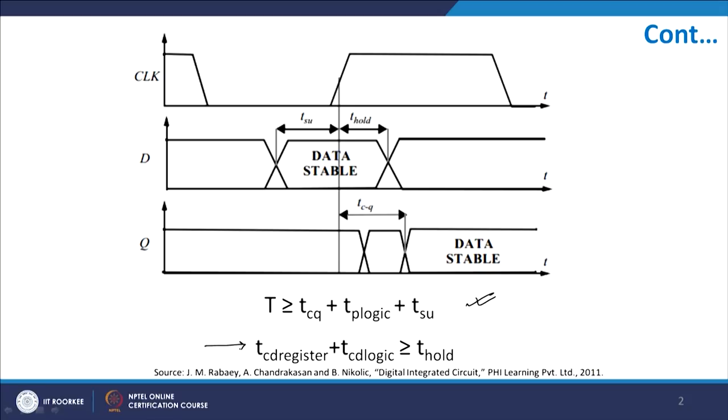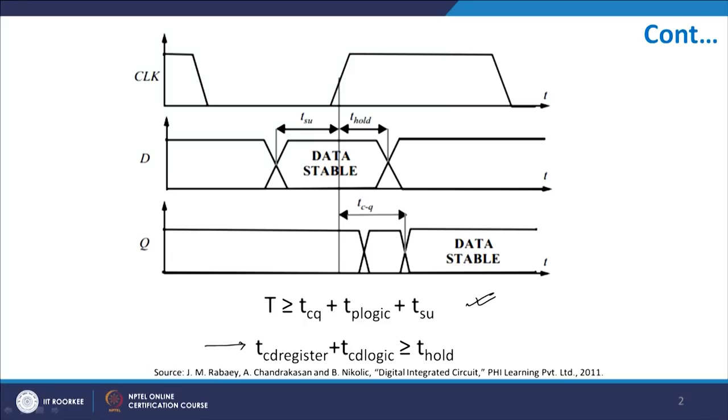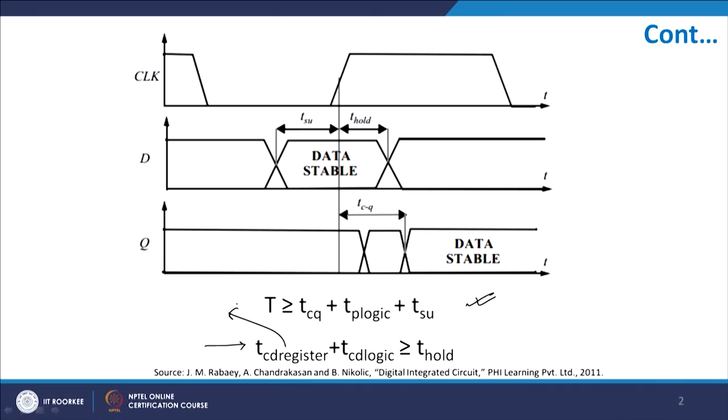Let us look at the second condition. The second condition is, after the clock has accepted the data, your TCD register, which I explained to you, and TCD logic, which is basically the Boolean expression kept there, which you are solving to get the delay because of the logic gates, plus the register in which you are storing the data. So TCD logic is the combinational logic delay, and TCD register is basically the delay at the shift register or the register kept in the feedback loop. If you add these two delays, that should be greater than or equal to the hold time.